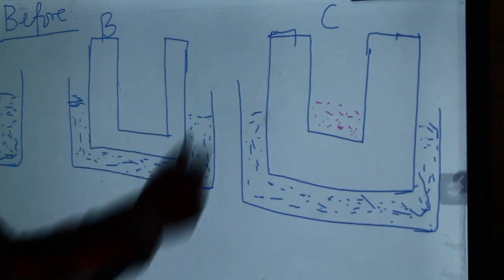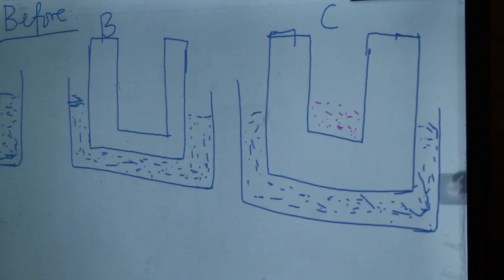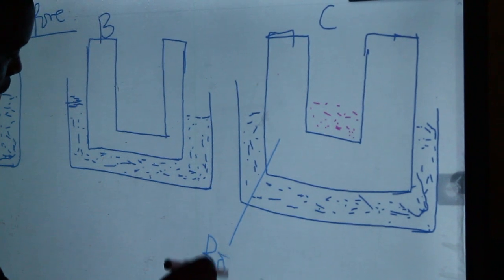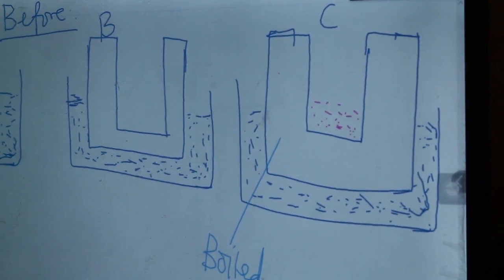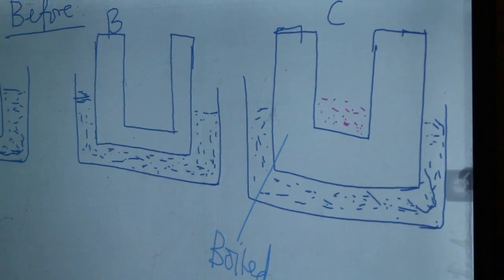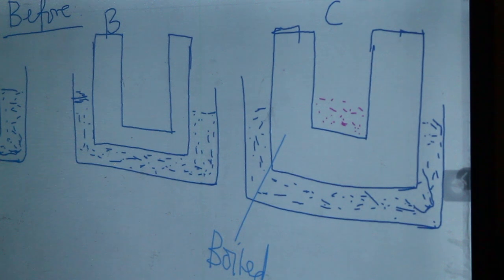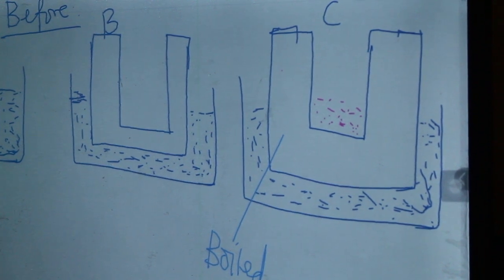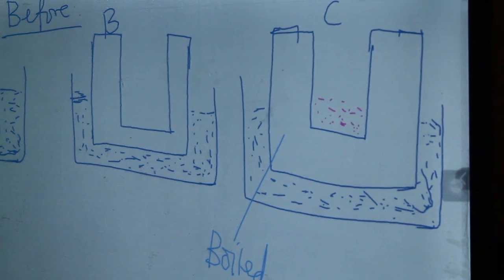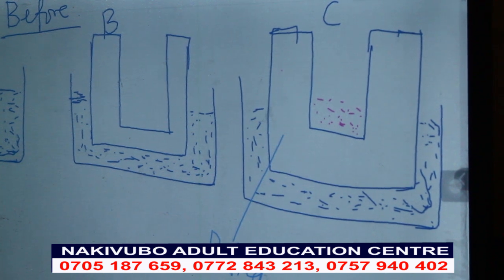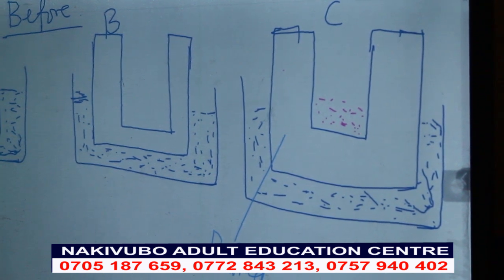But this was boiled. Is that it? This one was boiled. The potato had been boiled. We leave the experiment to stand for 3 to 4 hours. We leave it for hours. Then you come back and observe.